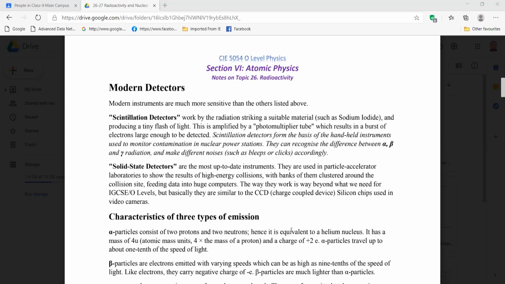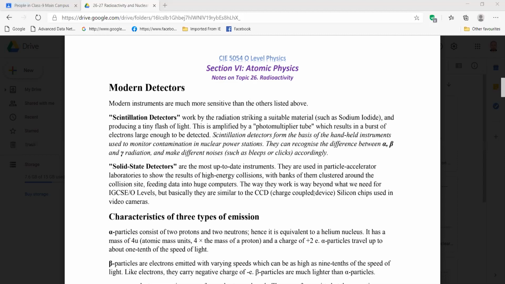Okay. Characteristics of three types of emission. Solid state detectors: this one is the most upgraded instrument for detecting radioactivity. And here we are also using computers for the data collection and showing the data. So this one we don't need. I already mentioned it. The way they work is way beyond what we need for IGCSE or O levels. But basically, they are similar to the CCD, charge-coupled device. CCD is silicon chips. This one also may be beyond your knowledge.